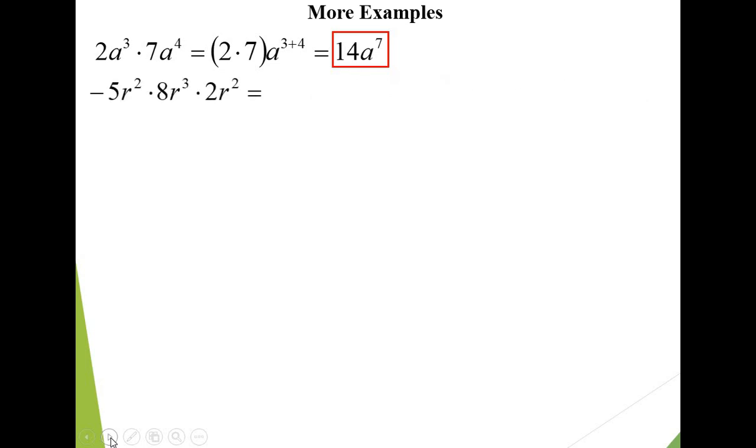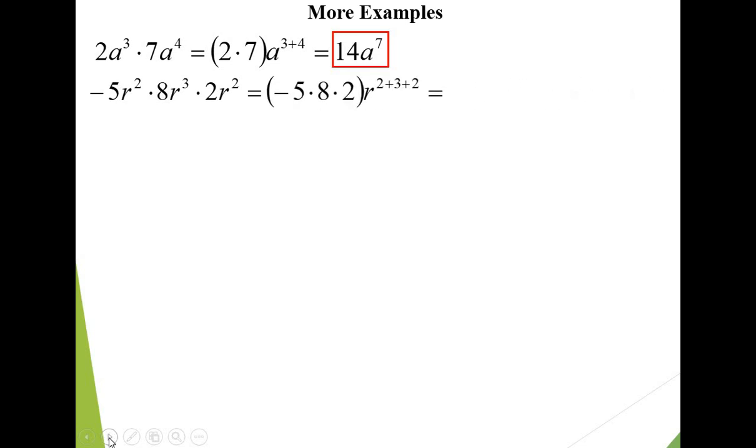Next example. Here we have negative 5r squared times 8r cubed times 2r squared. Same idea as the first one. We're going to take all the coefficients and multiply them together and put them in a bracket. Then we're going to take r and raise it to the power of 2 plus 3 plus 2. And this is how you would write that.